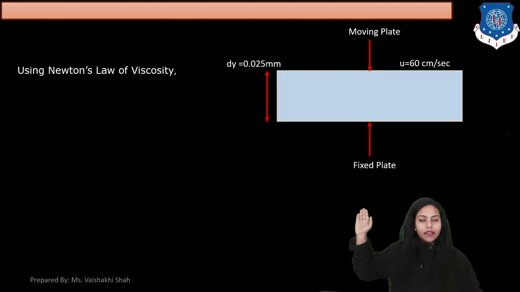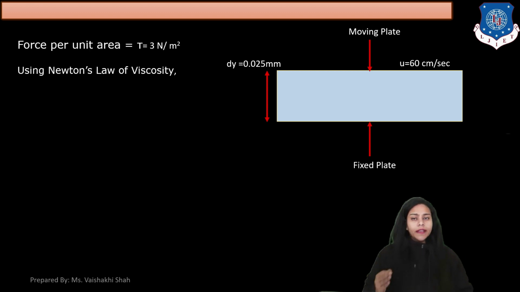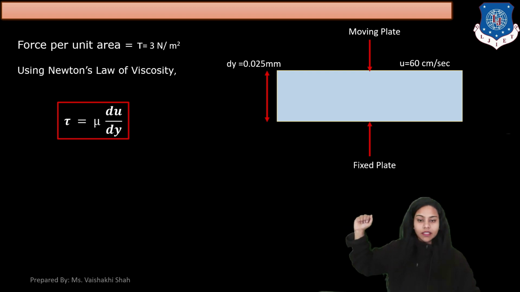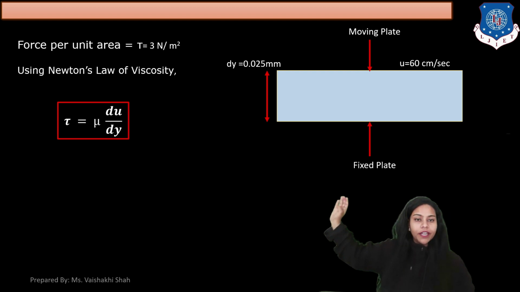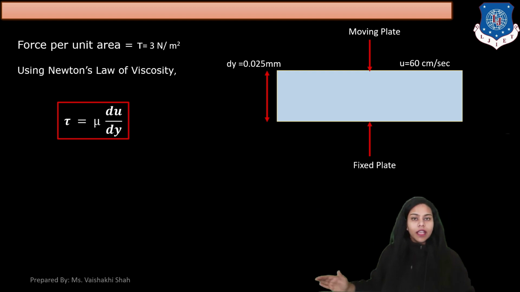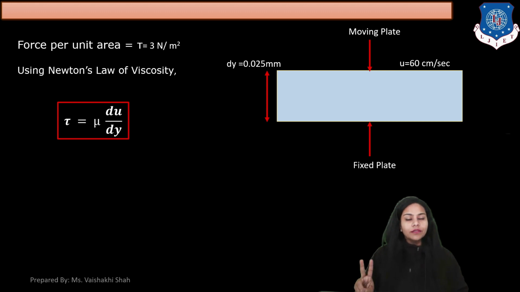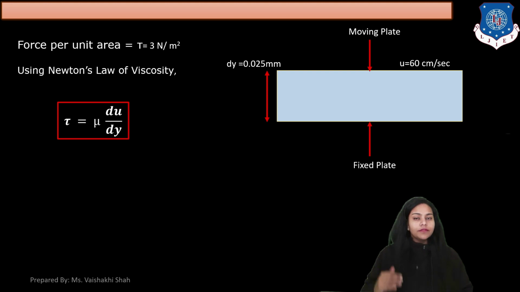Here again this is your diagram. Now using Newton's law of viscosity, in the data the force per unit area, which is tau, is 3 Newton per meter square given to you. So here tau is 3 Newton per meter square. The equation of Newton's law is tau equals mu into du by dy. Now in this equation tau is known, du is known and dy is known. So the only unknown is mu, which is your dynamic viscosity, which we have to find out.